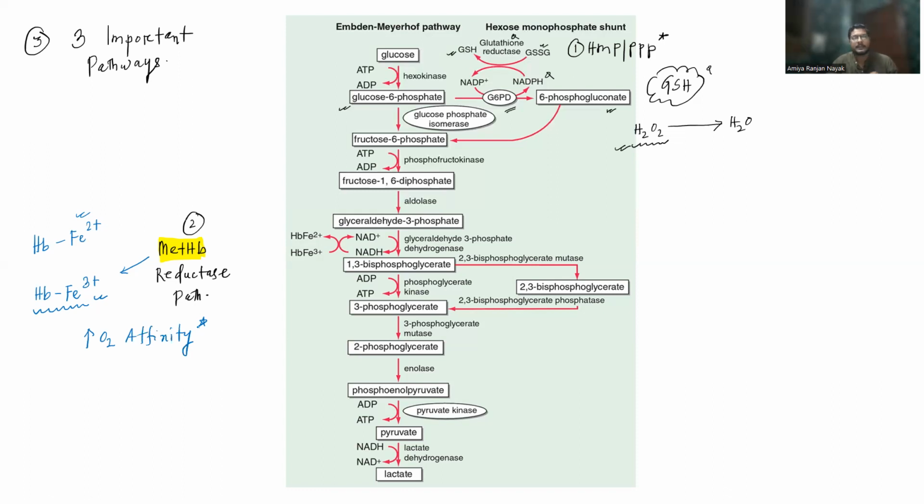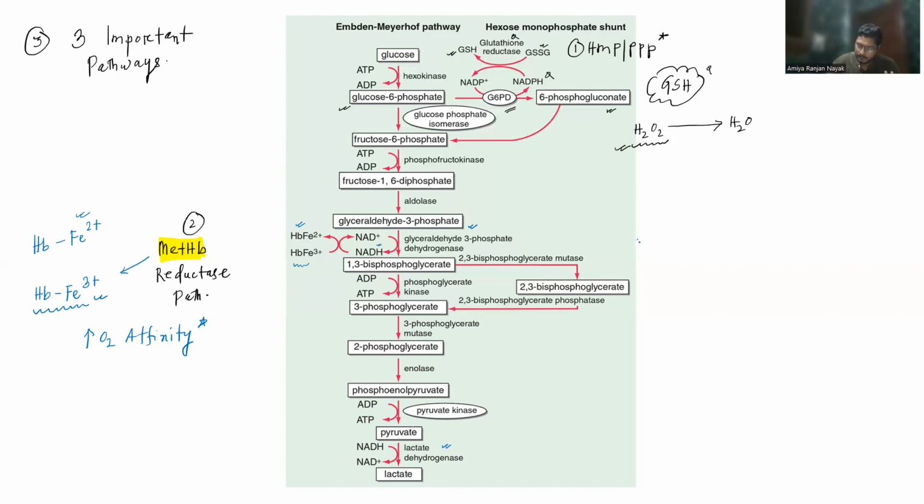So RBCs have a protective mechanism known as the methemoglobin reductase pathway. What happens in this pathway? Here, methemoglobin can be converted back to normal hemoglobin, which contains the ferrous form of iron. This happens by NADH, and this NADH is produced by glyceraldehyde 3-phosphate dehydrogenase, and also here by lactate dehydrogenase. So in these two enzymatic reactions, NADH is produced, and this NADH is important for methemoglobin reduction. Okay, so this is the second important pathway.